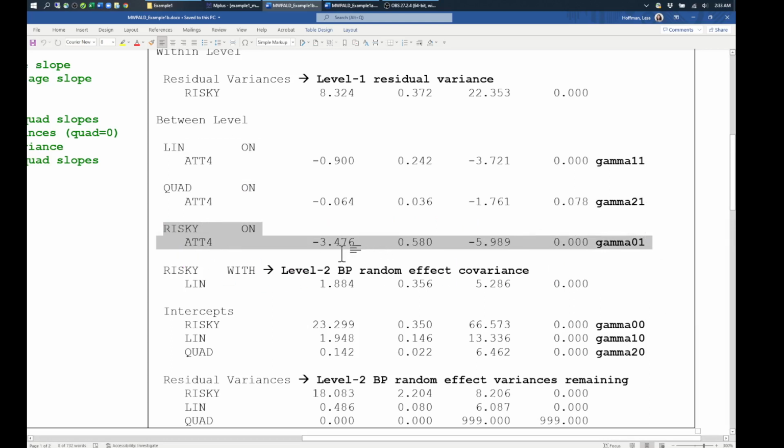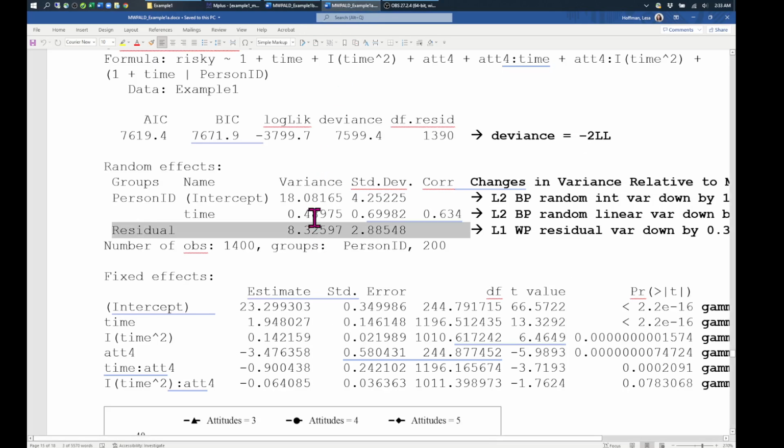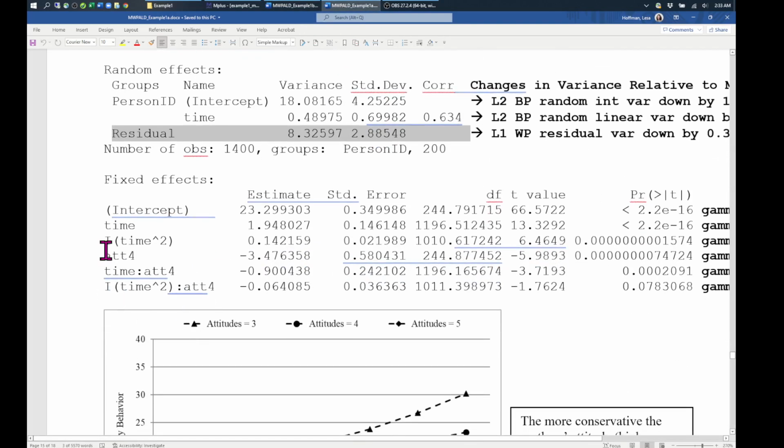So these were the results that we saw yesterday. For every unit more conservative a mother's attitude is as measured at the age 12 occasion, her daughter's risky behavior at age 18 is lower by 3.5. So that's gamma 01 in the model. That corresponds to this line right here in the R output.